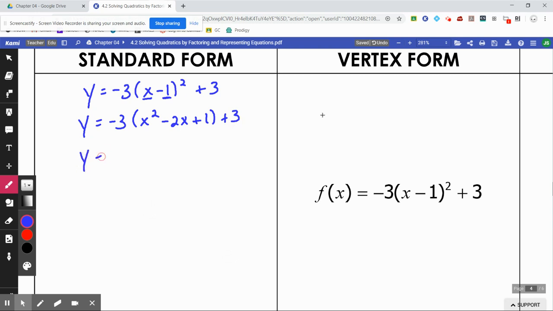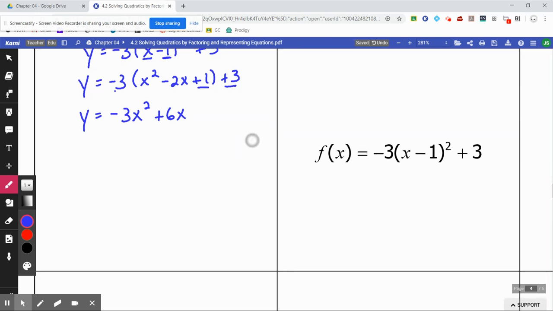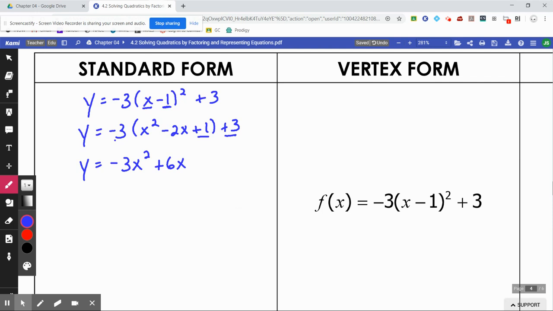Now we're going to distribute that negative 3, gives me negative 3x squared, a positive 6x, and negative 3 times 1 would be a negative 3. And then you can go ahead and combine that like term if you want to, and that would be plus 0. And they cancel each other out. So therefore, there would be your standard form, negative 3x squared plus 6x.